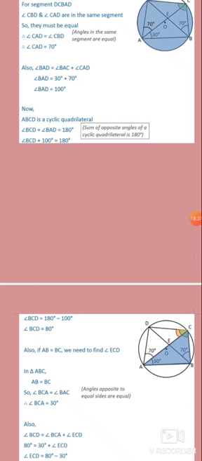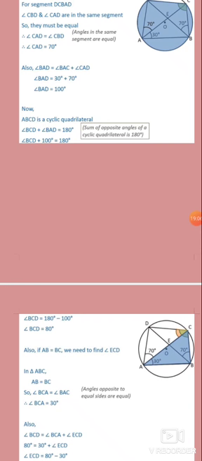Also if AB is equal to BC, we need to find angle ECD, that small angle. Okay. Now in triangle ABC, AB is equal to BC. So their opposite angles are also what? Equal. Angle BAC is equal to angle BCA. Therefore, angle BCA is equal to 30 degrees.